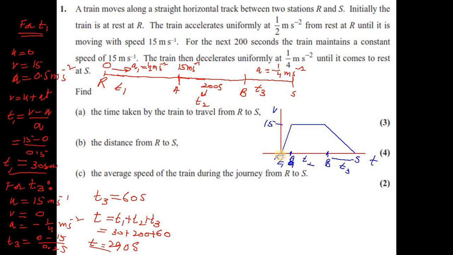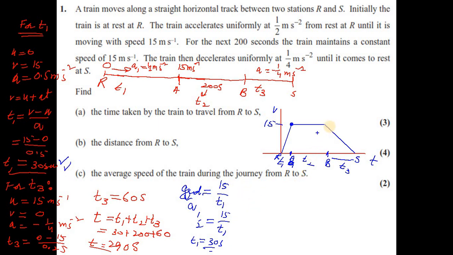So if you find the gradient of R till this point, the gradient of the first interval is rise over run, and rise is 15 divided by run. Run is T1, which is the time taken by the train. This is a velocity time graph, and the gradient is acceleration. So you can put the gradient, which is your acceleration for the first interval, as 1/2. So 1/2 is equal to 15 divided by T1. If you solve this equation for T1, T1 would be equal to 30 seconds, as in the first case.